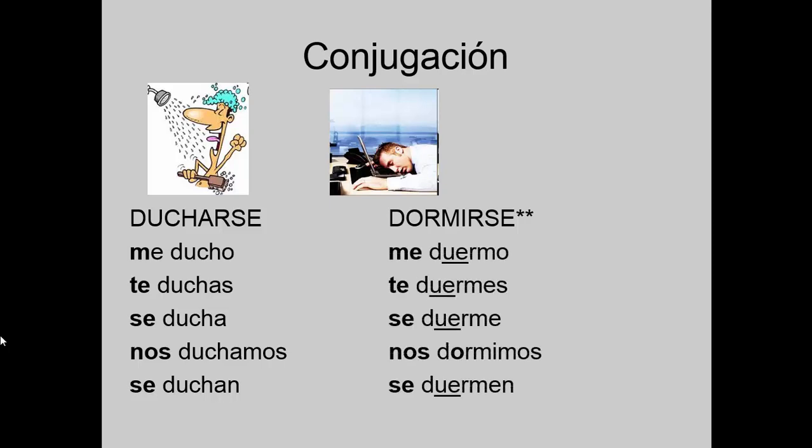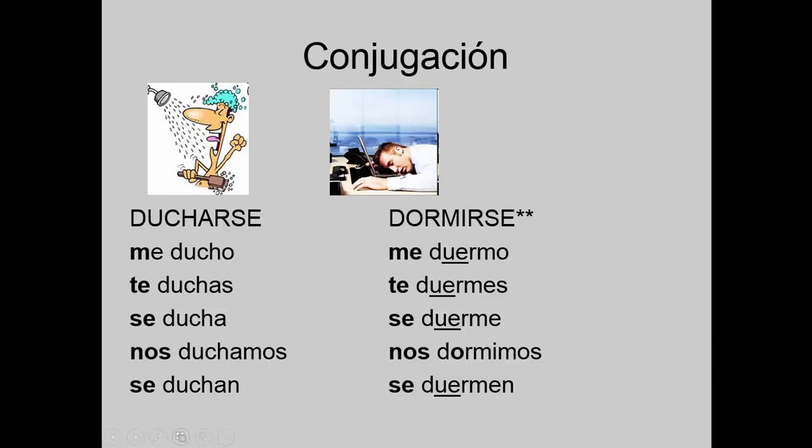So if I want to say I go to sleep, I would say me duermo. You go to sleep, te duermes. He or she goes to sleep, se duerme. We go to sleep, nos dormimos. Notice there's no stem change in the nosotros form. And in the ustedes form, se duermen. Remember, we use the same endings for reflexive verbs as we would use for present tense regular verbs. So in this situation, we would use o, es, e, imos, and en for this IR verb, dormirse.